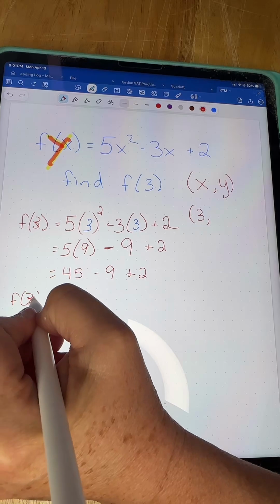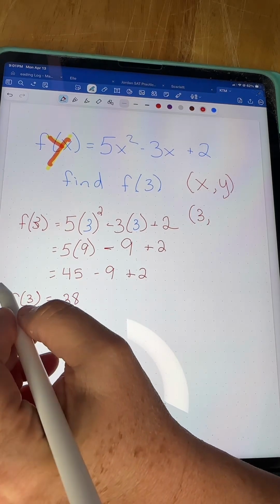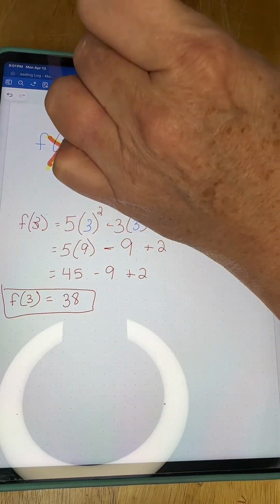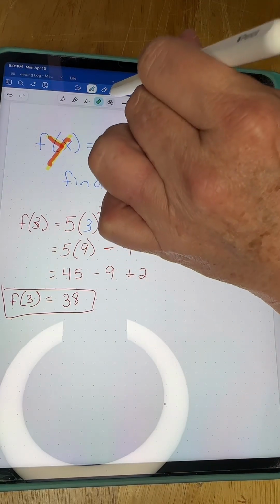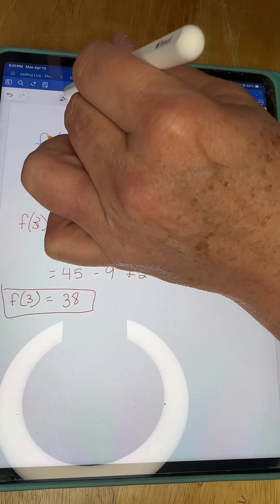Oh, I keep wanting to put f of x. Let's just erase that. There we go. All right. So f of 3 is going to be 38. That means, I'm going to actually erase this because I don't like this right here. Oh, hush. All right. I talk to the computer all the time, guys. I fuss at my computer all the time.